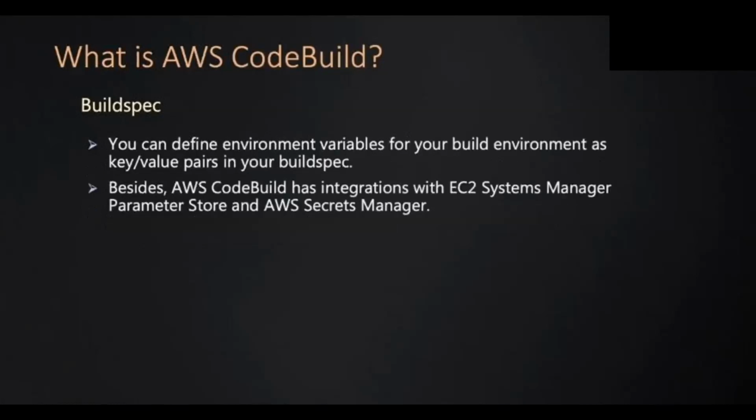We can define the environment variables for your build environment as key value pairs in the build spec. In other words, within a build spec, it is like a JSON. It has a key and a value, in the YAML file. And besides, AWS CodeBuild has integrations with EC2 Systems Manager Parameter Store and AWS Secrets Manager. In other words, we can plug in the usernames, passwords, and any kind of confidential information into the Secrets Manager, and the build spec can read directly from there. It is possible to configure it to read from there so that we don't have to share the usernames and passwords with anyone, guys.